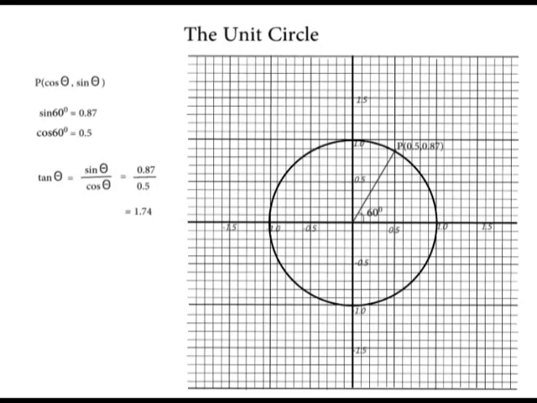Try with another angle, say 30 degrees. This time, the coordinates of P will be 0.87, 0.5. And for sure, cos 30 is 0.87 and sin 30, 0.5. 0.5 over 0.87 gives us 0.57. And if you check, tan 30 is equal to 0.57. Notice that for P to have the coordinates cos theta, sin theta, it must lie on the circumference of the unit circle, not anywhere inside or outside the circle.